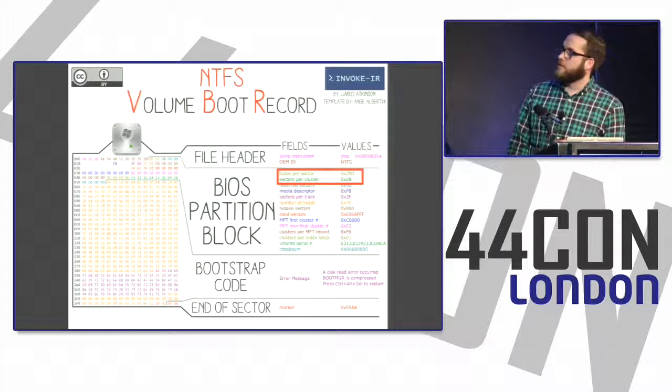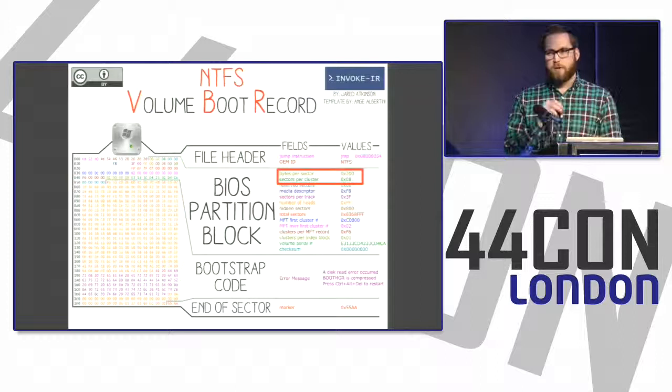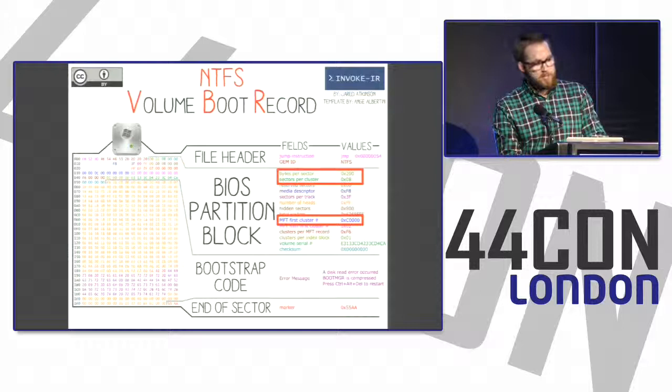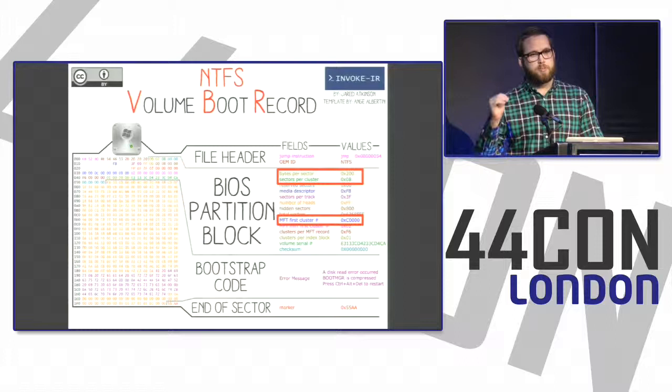And that's really important, because when you're accessing raw bytes on a hard drive, you have to access them in at least sector-size bytes, or bunches, I guess. It also tells you where the master file table is. The master file table, I'll show that in a second, is basically a metadata structure that tells you about every single file that's on the volume. And then it also tells you the clusters per MFT record.